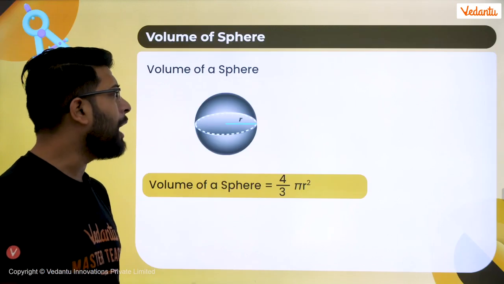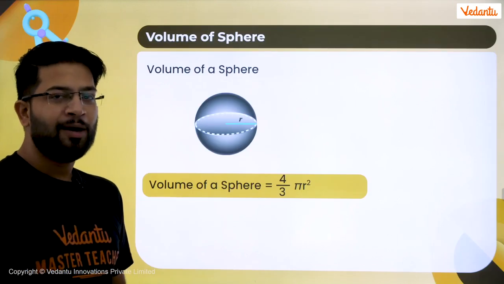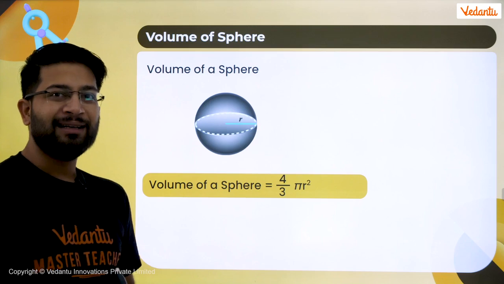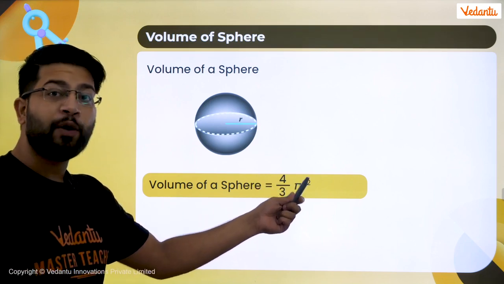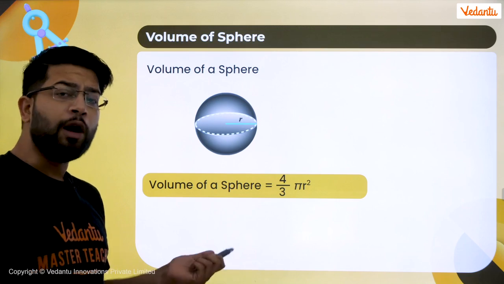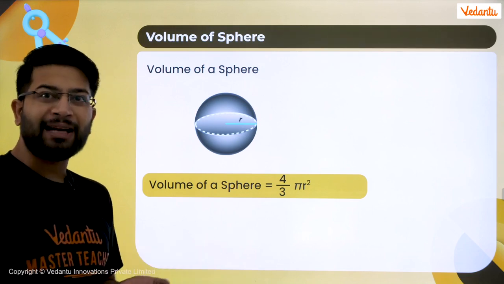And if you talk about the volume of the sphere of the same radius r, then the volume will be equal to 4/3 pi r cube, right champ? The volume will be equal to 4/3 pi r cube.